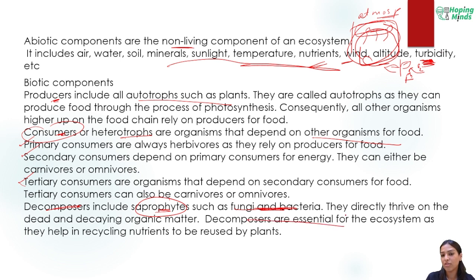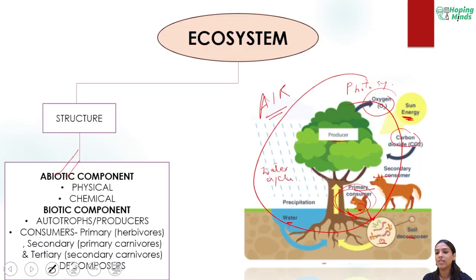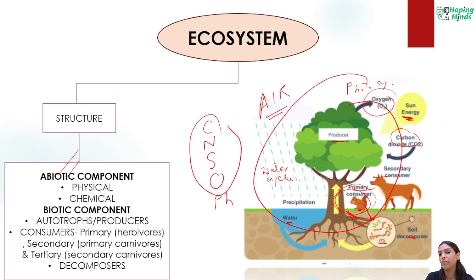The decomposers are essential for the ecosystem as they help in recycling the nutrients that are reused by plants. So when this little squirrel dies, the decomposers will decompose its body into what it was made of. Our bodies are made up of atoms, and what atoms is it made up of? It's made up of carbon, it's made up of nitrogen, it's made of sulfur, it's made of oxygen, it's made of phosphorus. This is all what will be decomposed back into, and this is what the tree will use again for its processes.